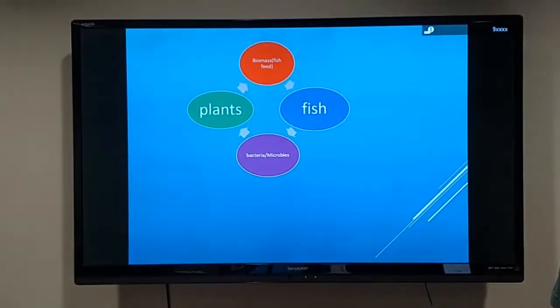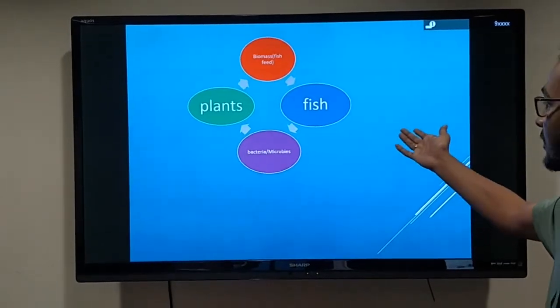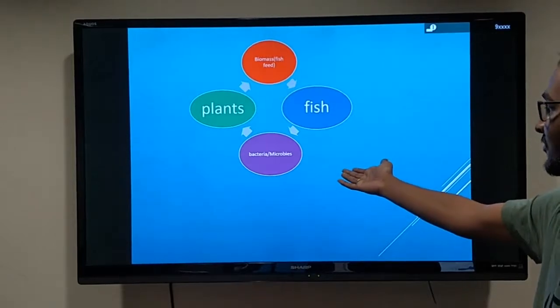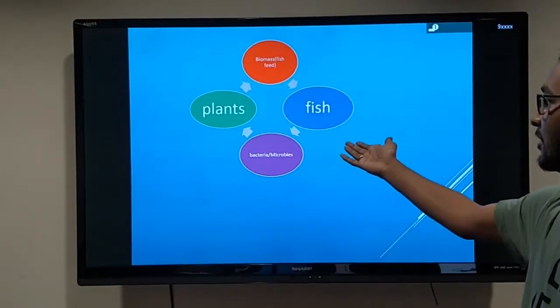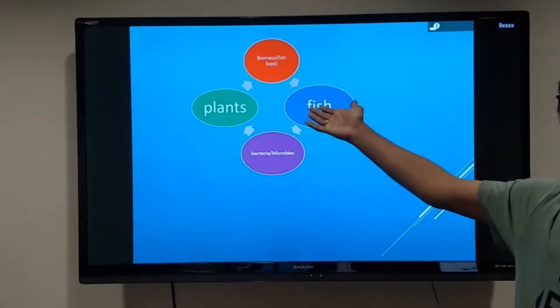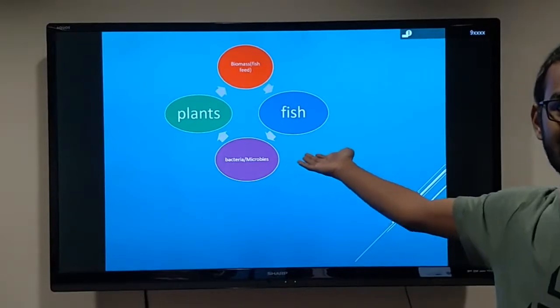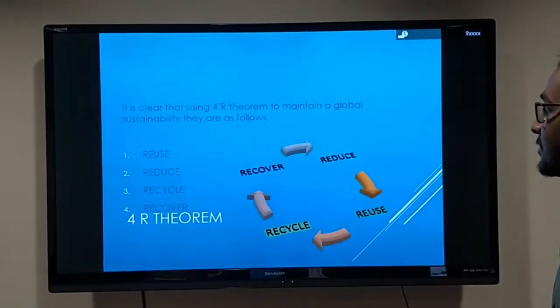Here is a recycle diagram where biomass, which is fish feed, and the fish produce bacteria and nitrates, and it forms microbes. With the microbes, the nitrates go to the plants as food, and again we are refreshing the water from the plants and it goes back. This is the complete recycle diagram, and it's totally based upon the R theorem.